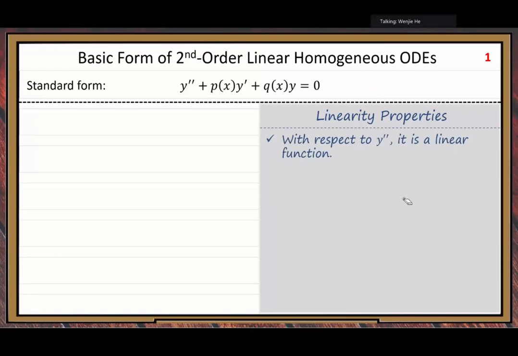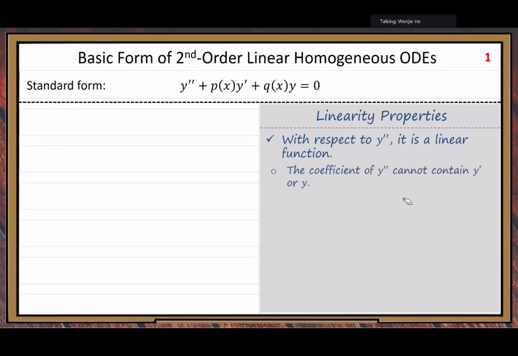What do we mean here? How do you understand that a given second order ODE is a linear ODE? We need to make that clear. Look at the description: with respect to y double prime, it is a linear function, a linear equation. That is one condition.